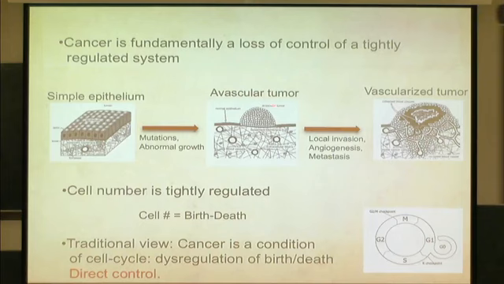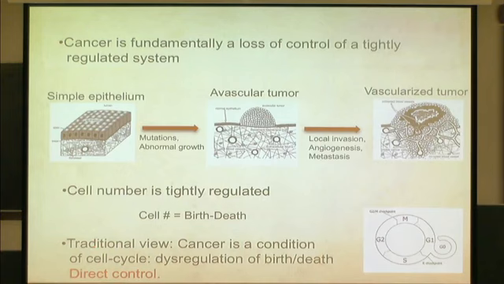And then eventually what can happen is that the cells can break down the basement membrane and invade the stroma where you have the blood vessels to form a vascularized tumor, and at this stage is when the cancer can potentially become metastatic. And so this loss of control, since you have accumulation of cells, it's really the cell number that's being lost, and that typically is tightly regulated. Tissues know how many cells they should have, and there's a balance between birth and death.